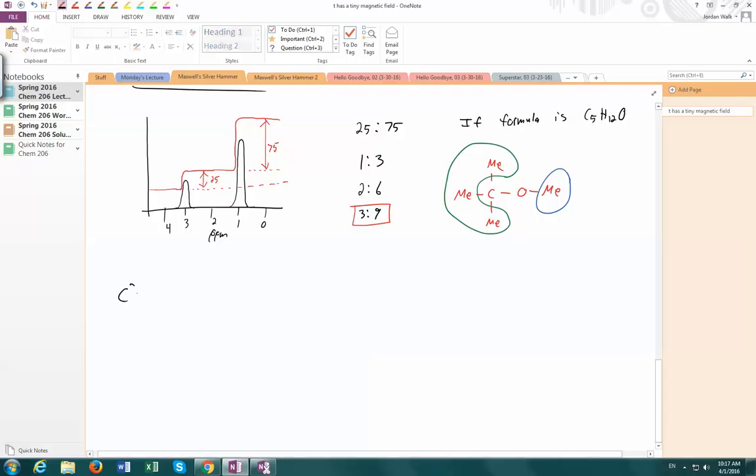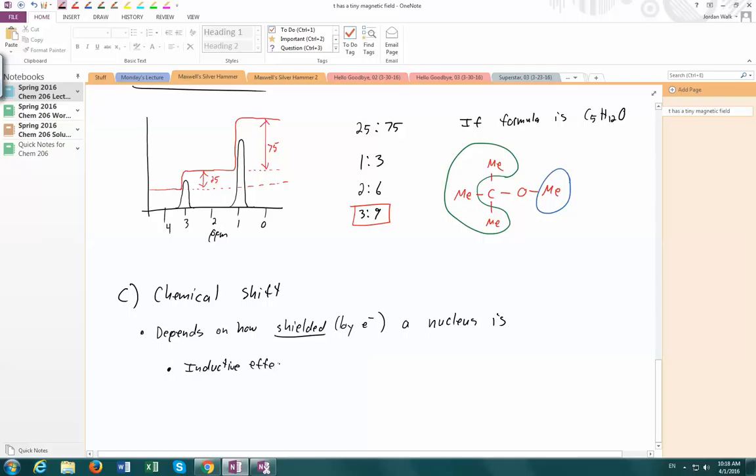All right, so part C is chemical shift. So from our little review, we can see that chemical shift depends on how shielded. And so what's doing the shielding? Electrons. Yeah, so shielding by electrons of the nucleus. So there's going to be 2 main effects that we talk about. So first off, there's going to be inductive effects. And then there's going to be pi bond effects.